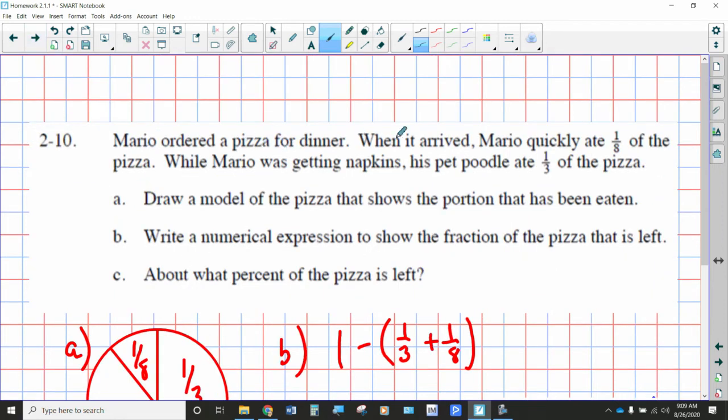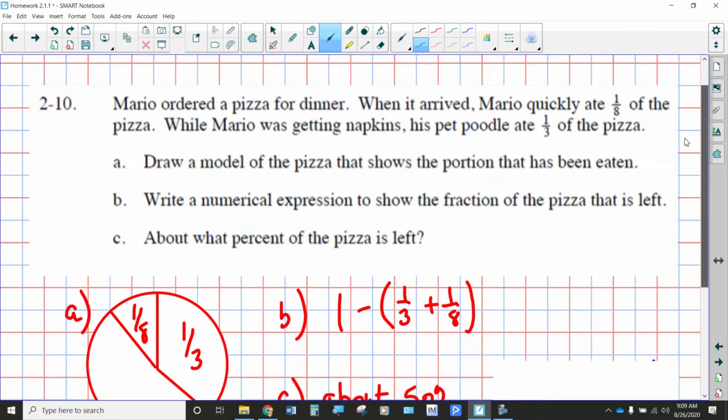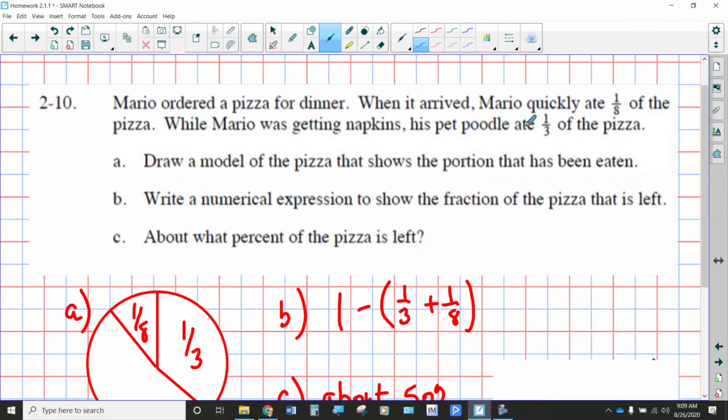Mario ordered a pizza for dinner. When it arrived, he quickly ate 1/8 of the pizza. I guess that leaves him with 5/8, correct? If he ate 1/8. While Marco was getting napkins, his pet poodle ate 1/3 of the pizza. And I don't believe he's saying 1/3 of what was left over, but 1/3 of the total pizza, okay?